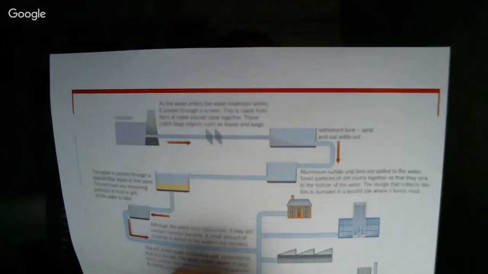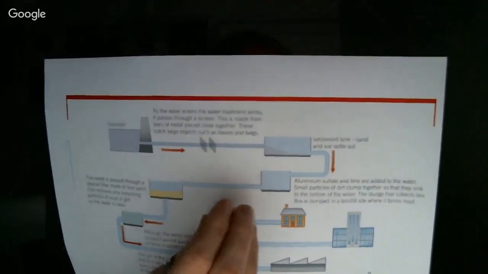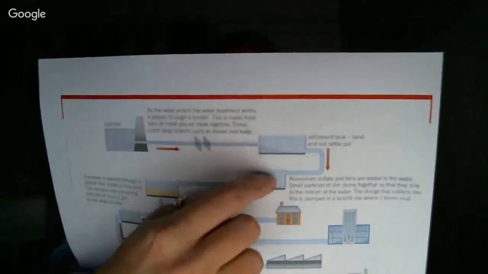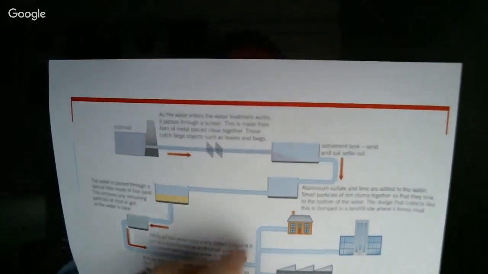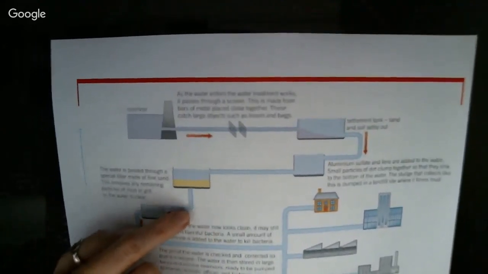We can then run the water further down, and what we do is we add ammonium sulfate and lime, because what that does is it actually makes the different chemicals clump together. So we've got little light bits like clay. They stick together and again sink down to the bottom. Once it comes through here, we've then got a bed of very fine sand, and again it's a filtering process.